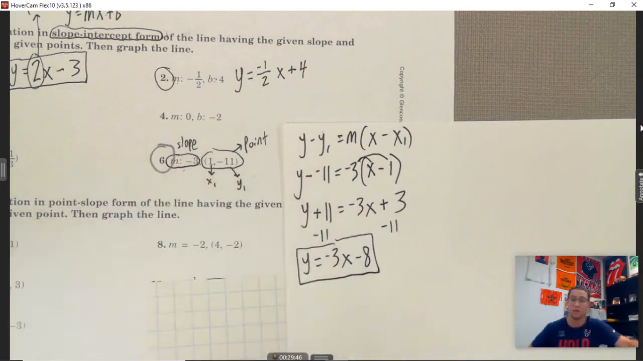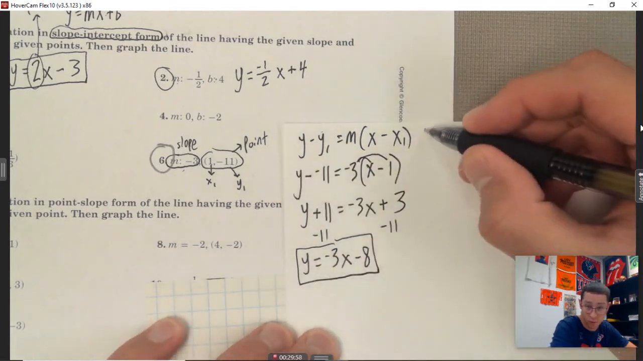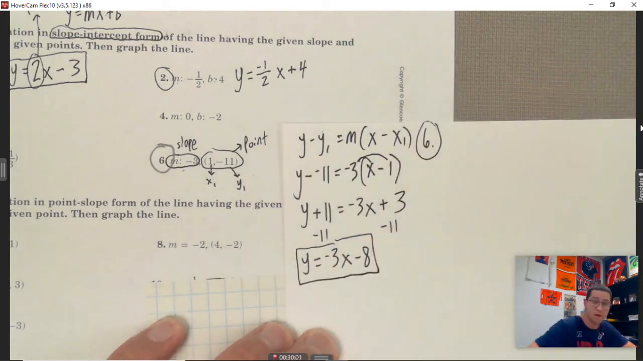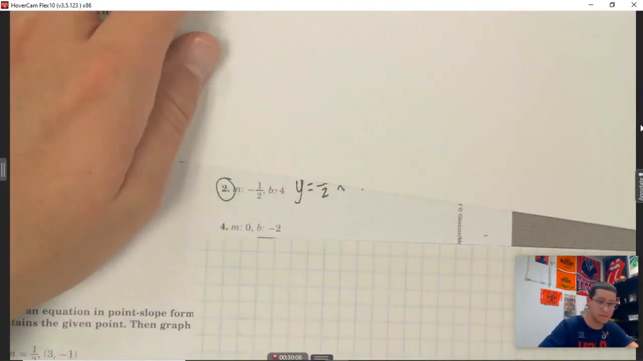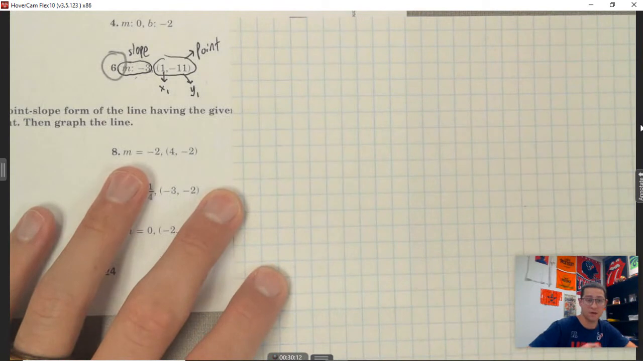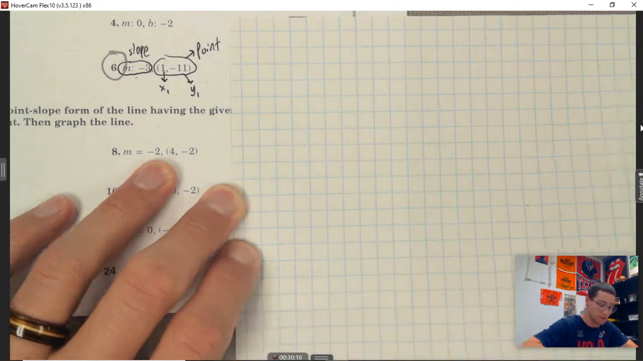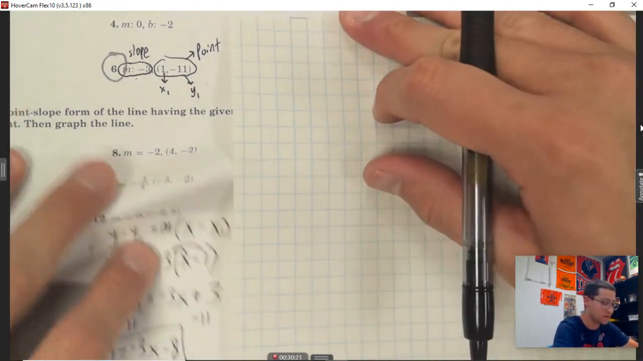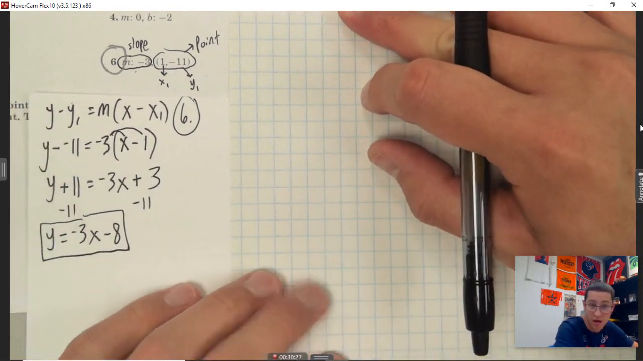There we go. Let's graph it. And then we're going to see something pretty cool on the graph here. So this is the work for number 6. And let's graph it. So here we go. Okay, so here's our work. Don't want to miss that. That's the equation I'm going to graph.